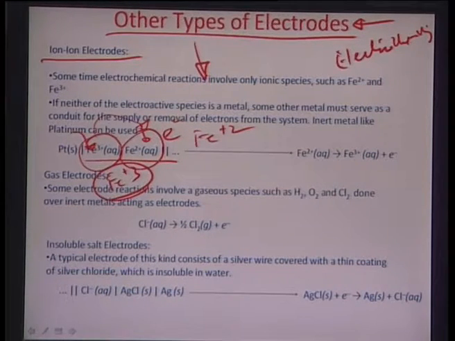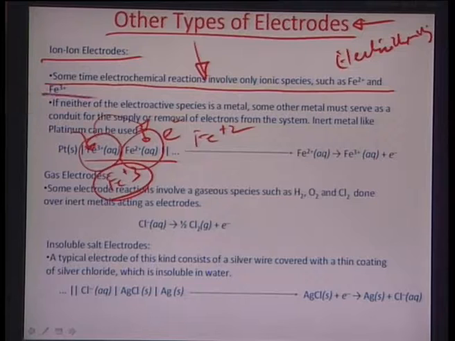Sometimes electrochemical reactions involve only ionic species, such as in this case the +2 and +3 forms. If neither of the electroactive species is a metal, we need something to provide the connectivity, right. So in this case we use an inert metal, platinum let us say, and this acts as a conduit for picking up the electron from the anode side and placing it onto the cathode side.